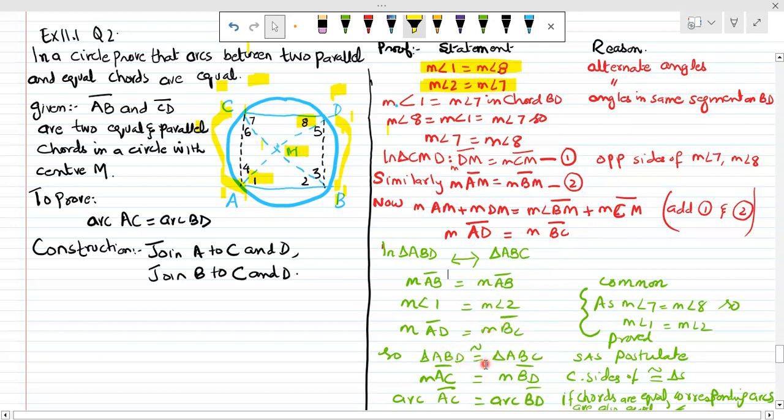And so triangle ABD and triangle ABC are congruent, by the side angle side postulate. So their corresponding sides are congruent, and their corresponding sides are AC and BD. And if 2 chords are equal, then their corresponding arcs will also be equal. So arc AC will be equal to arc BD. So in this way, we have proved that these arcs are equal. Now move to the next question.